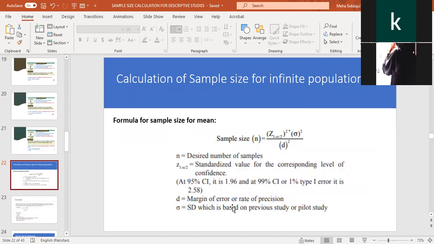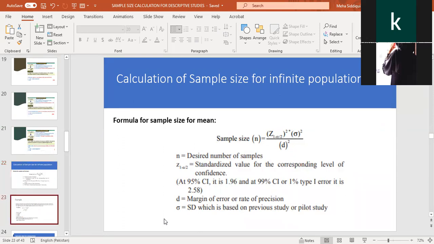Now, calculation of sample size for infinite population. This is the formula for sample size for mean, where n is desired number of samples, z is standardized value for the corresponding level of confidence. Again, at confidence level of 95%, the value is 1.96, and at 99% or type 1 error, it is 2.58. D is margin of error or rate of precision, and this sigma is standard deviation, which is based on previous study or pilot study.